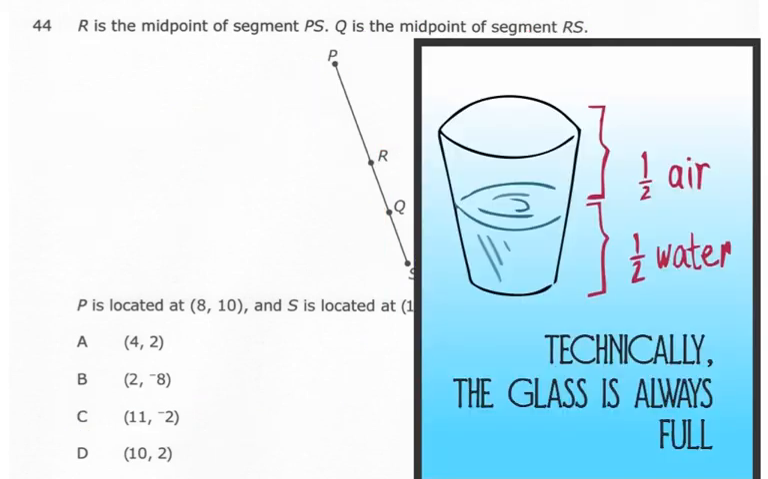And I'll end the video with a little outlook thing. It says technically the glass is always full because it has half air and half water. So there's a positive way to look at that. So quit being negative, right? And why did I bring that up? Because that's our midpoint. Halfway. But technically, it's all the way full.